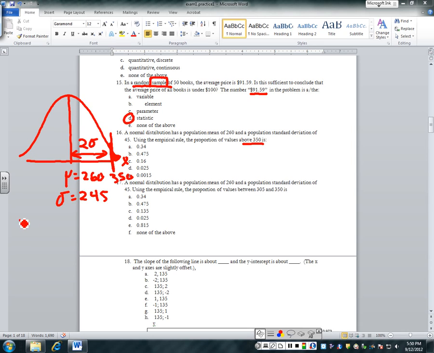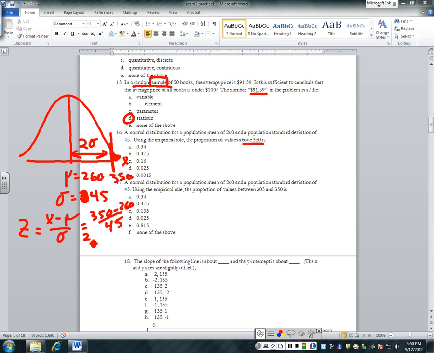We can compute that as z, although I don't think you really need a formula when we're using the empirical rule, because you're going to be exactly 1, 2, or 3 standard deviations away. But you could just do x minus mu over sigma, and that's 350 minus 260. That sigma was just 45, not 245, divided by 45, and that's equal to 2, as I said a second ago.